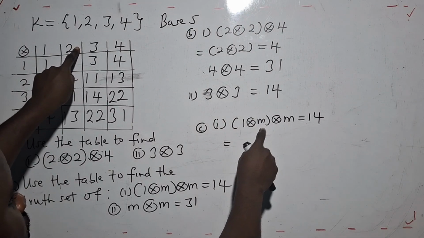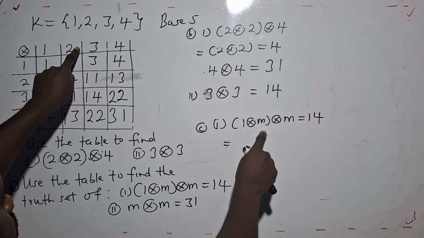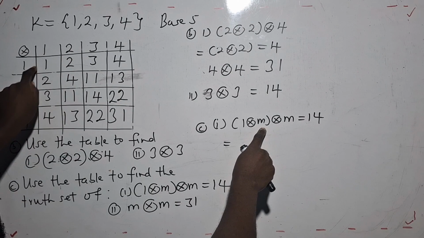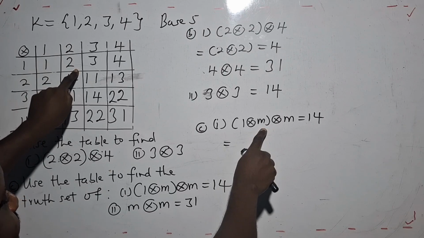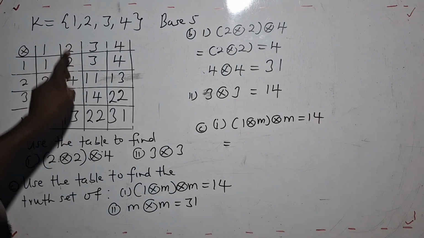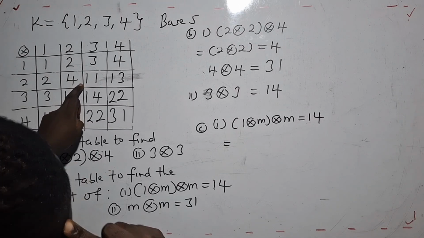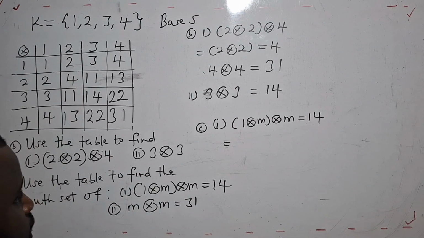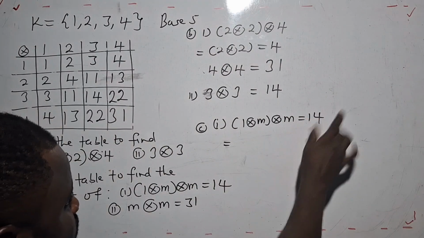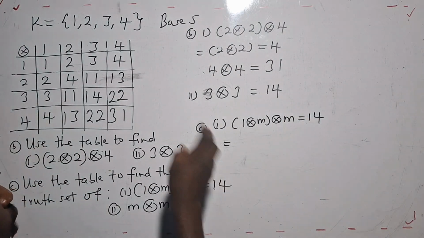If I put 2 here, 1 times 2 is 2. Then 2 times 2, is it 14? 2 times 2 is 4, so 2 is also out. Now follow closely what I'm doing. You use trial and error, the numbers one after the other, that will give you the specific answer they have given you.